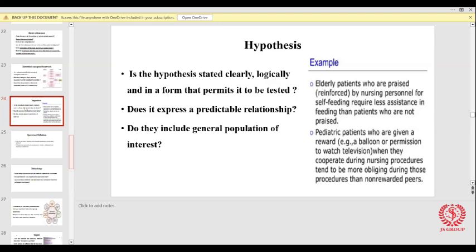Then one more statement of the problem: pediatric patients who are given a reward, such as a balloon or permission to watch television, when they cooperate during a nursing procedure, for example an injection, tend to be more obliging during those procedures than non-rewarded peers. So we check whether the hypothesis is stated clearly, logically, and whether it expresses a predictable relationship or not. These are all the things we have to check in the hypothesis. Next, operational definitions.